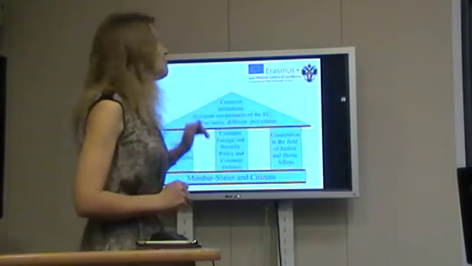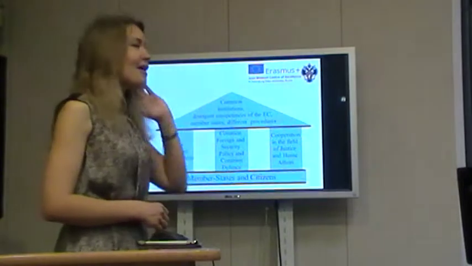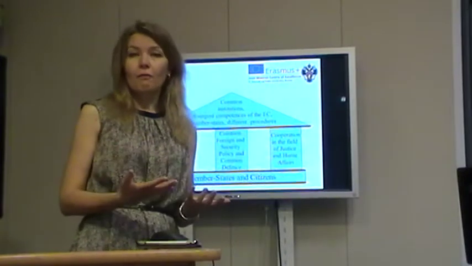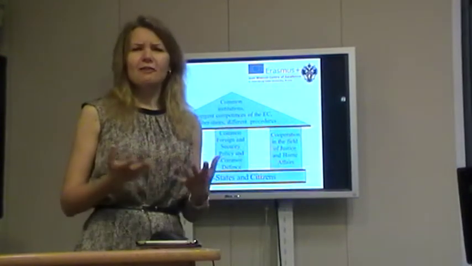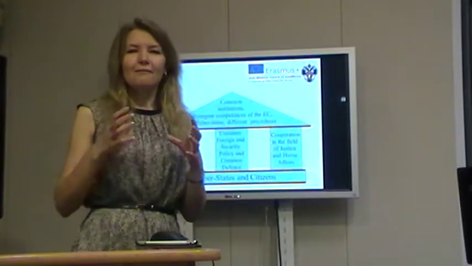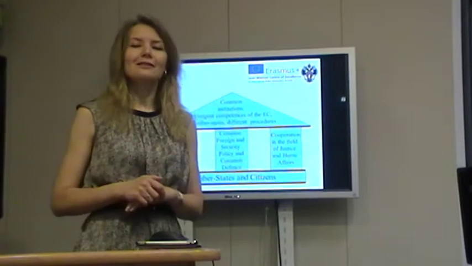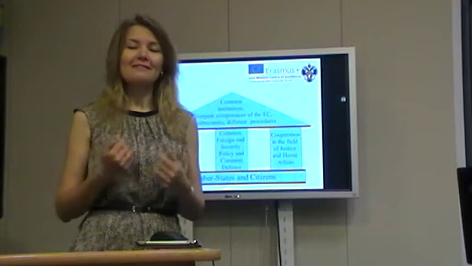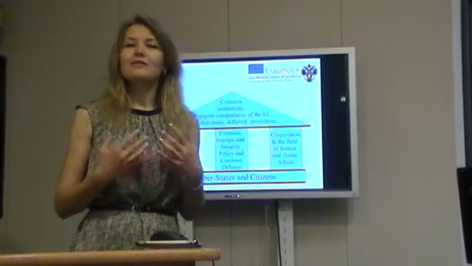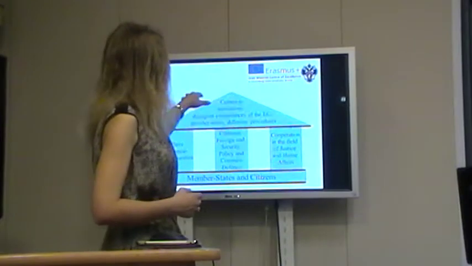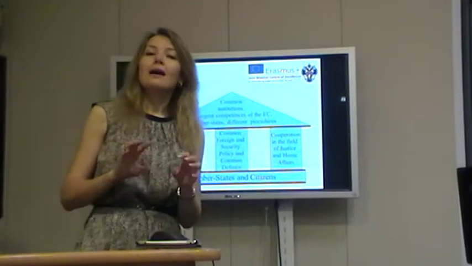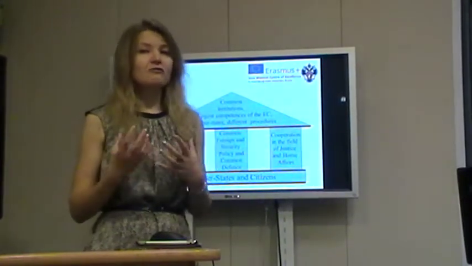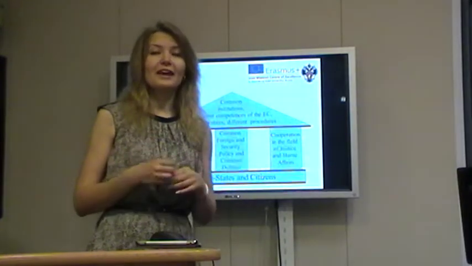So, the European Union is a temple where member states and citizens are in the foundation, and therefore the European Union is a union of member states and citizens. And then there are three pillars: an economic pillar, a foreign policy pillar, and a pillar which covers cooperation in the field of justice and home affairs. And finally, there is a roof. Every temple needs a roof. And the roof is made of institutions, which are the same, but at the same time, because competences of the European Union and member states are different, their interrelation is different in every pillar.